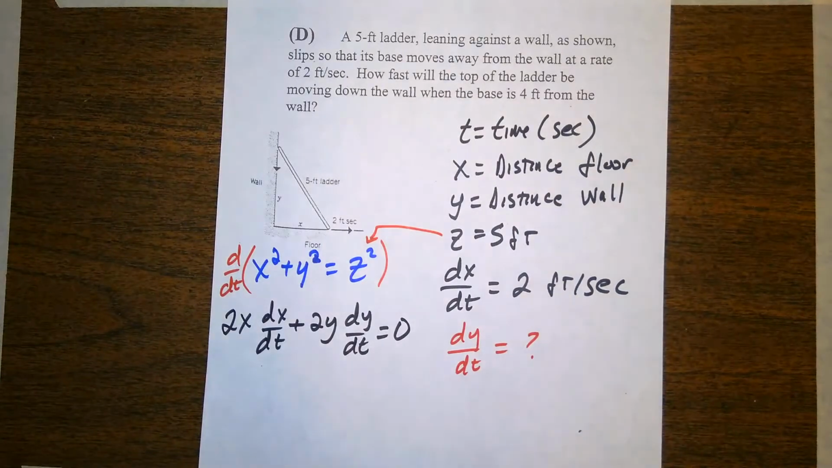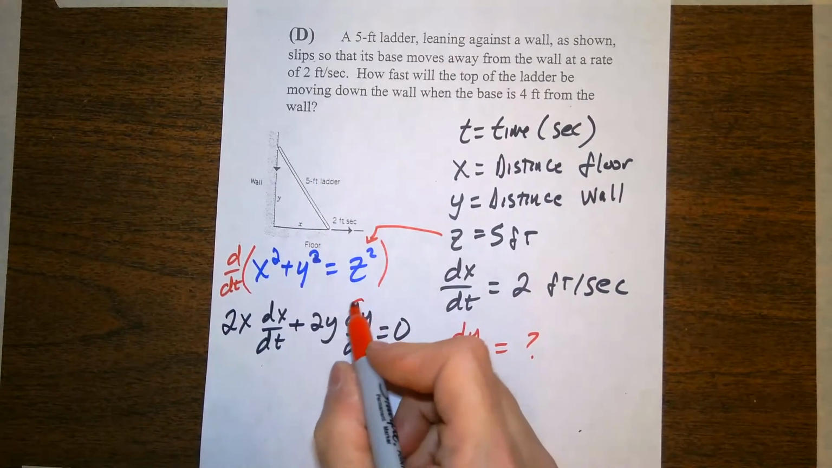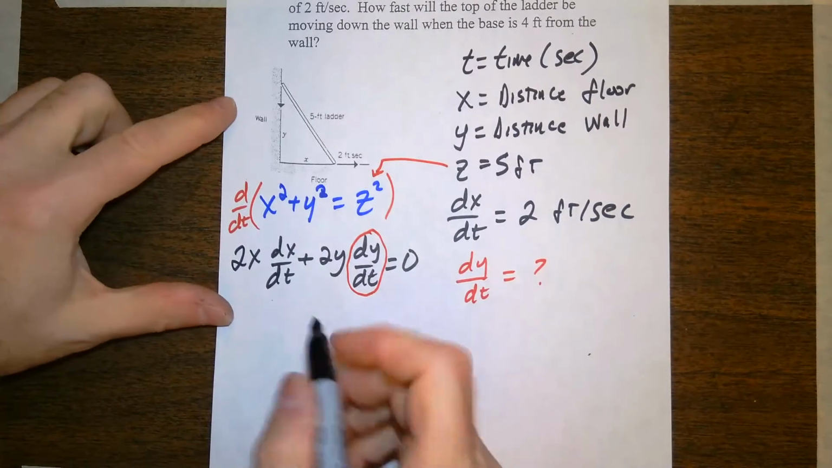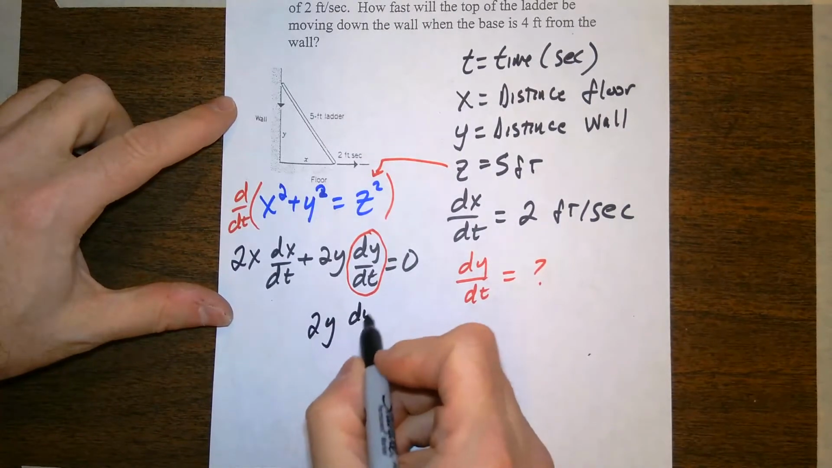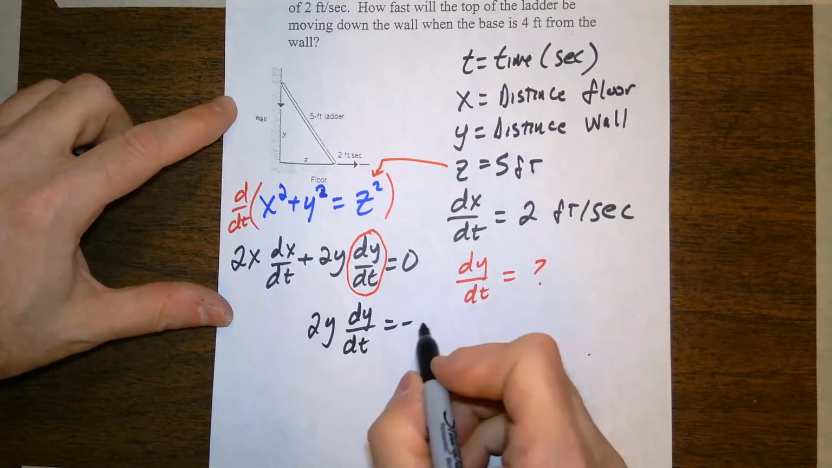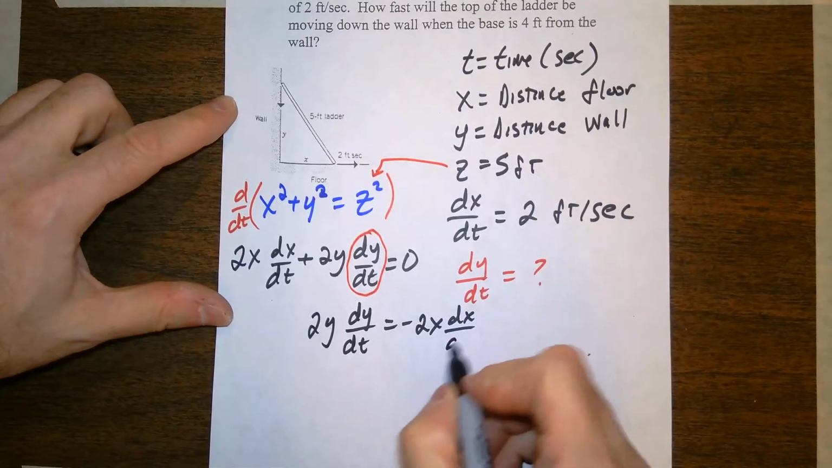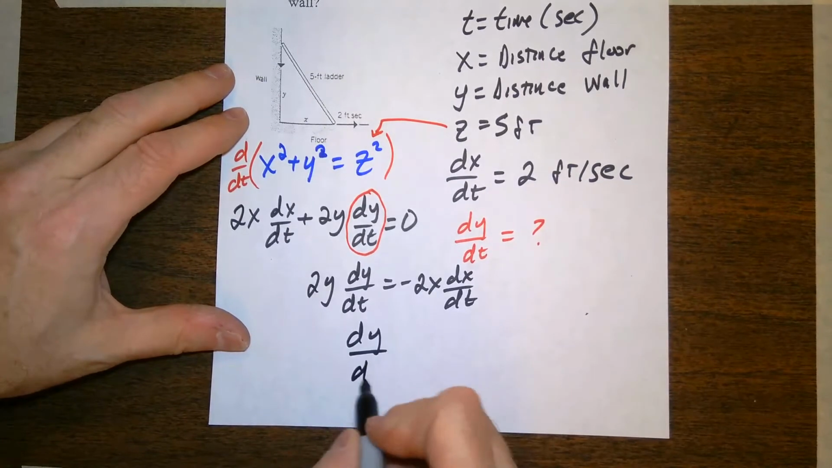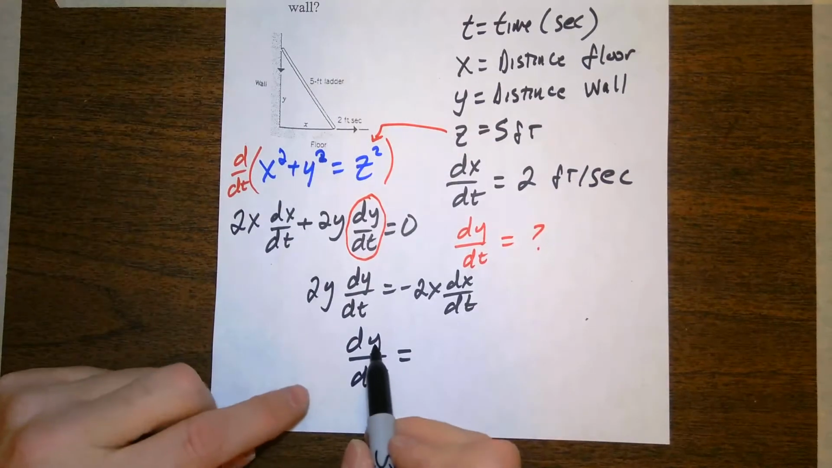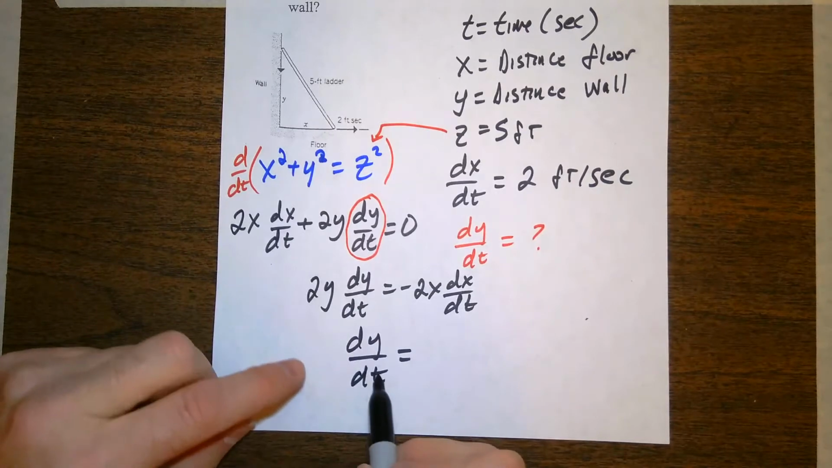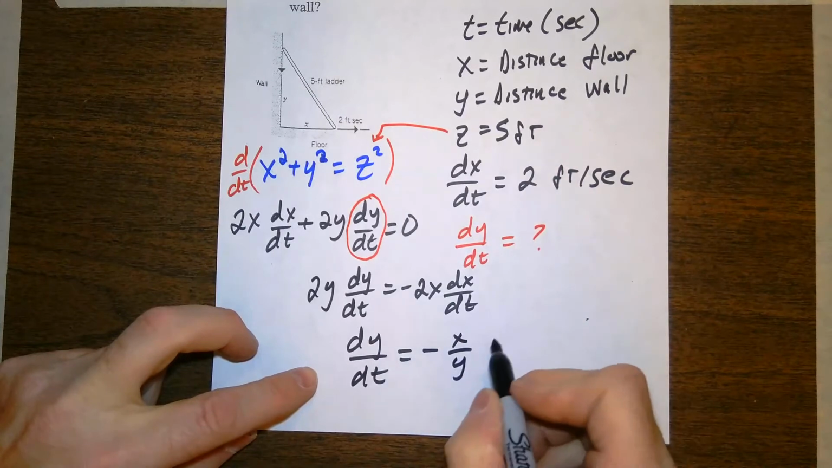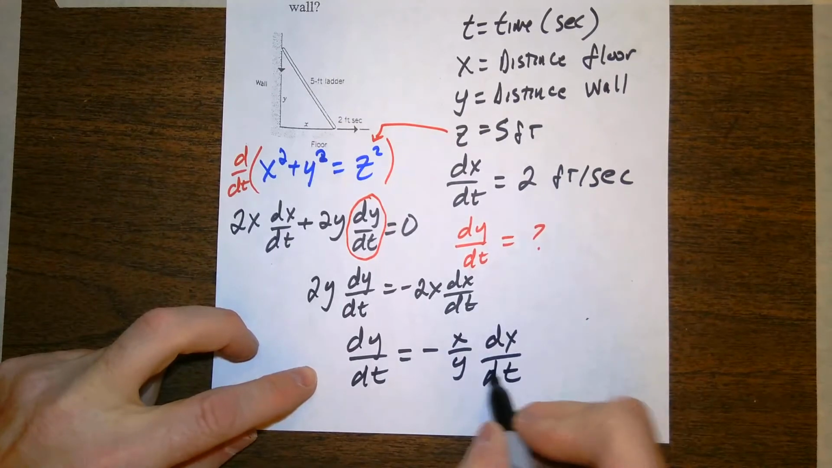What is it that I'm trying to find? Dy dt, here it is. I want to get this alone by itself. So I'm going to subtract 2x dx dt from both sides. 2y dy dt equals negative 2x dx dt, divide by 2y, and dy dt, the rate of change of the ladder down the wall with respect to time, is, divide by 2, the 2's cancel, negative x over y dx dt.